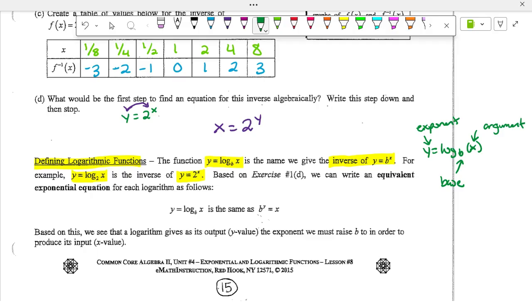Now, how does loggy froggy work? Well, if I look up at the step in part D previously, the first step that I'm going to do for loggy froggy is rewrite it so that the base of the exponent is on the left side. Does it matter if it's on the left or not? No, but it just makes it easier to see what you're doing when the base is on the left side. So I'm going to have 2 to the y is equal to x.